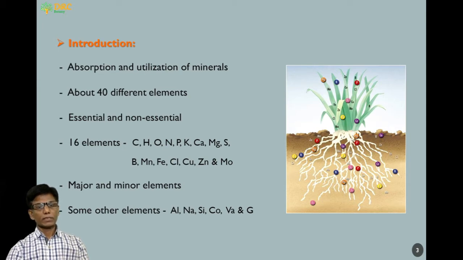Among these elements, some are required in large quantity, whereas some others are required in small quantity. Means, on the basis of their requirement in the plants, they are classified into two groups, that is major and minor elements. Now, we will see major and minor elements.